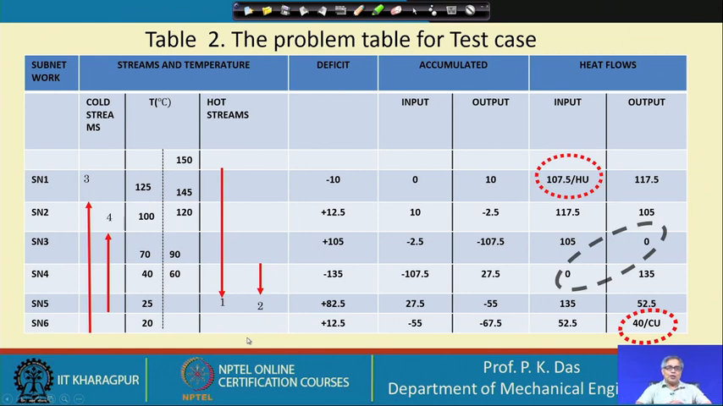So, this is how we will get our temperature distribution for different streams. So, you see now we can have different temperature zones, and in each temperature zone we can think as if we are having a sub network.